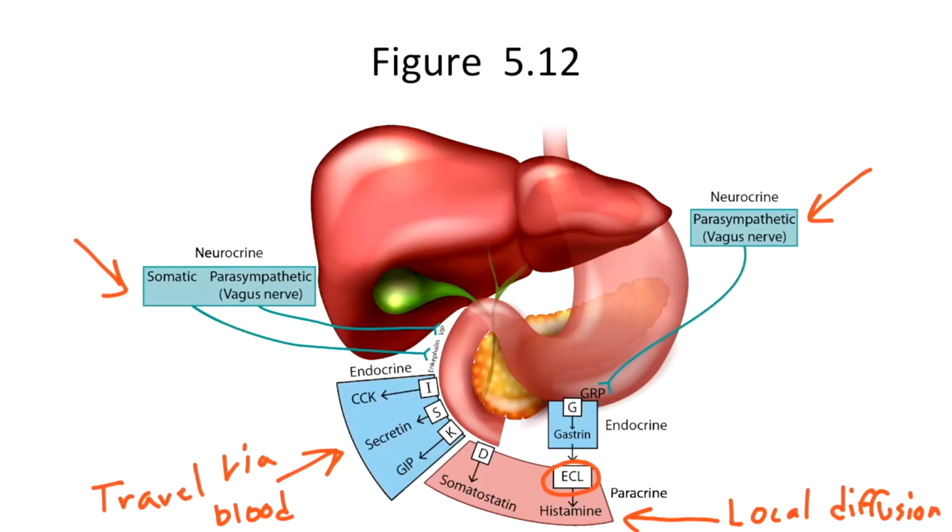Finally, neurocrine hormones can be thought of more easily by thinking of them as neurotransmitters. This may not be technically correct, but it will help you better see how they function. For example, the vagus nerve will release GRP, and the GRP will enter the synaptic cleft, and it will then act on the G cells, and the G cells will be stimulated to release gastrin.